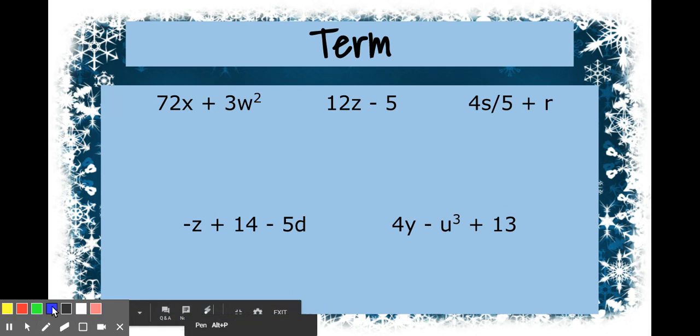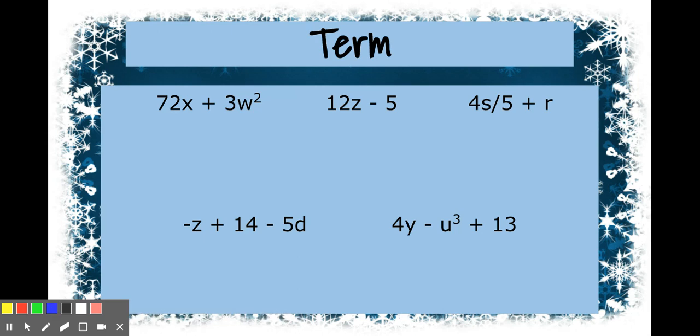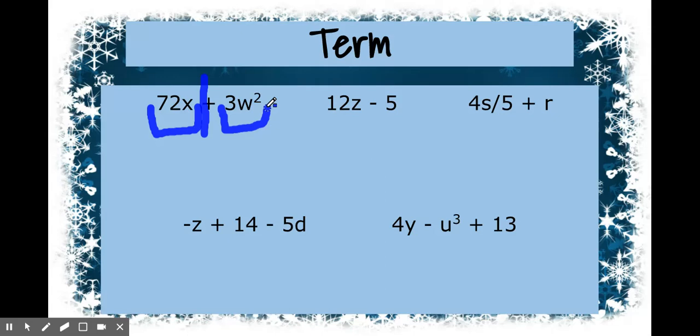Here we have 72x plus 3w squared. In order to identify my terms and how many I have, I tend to just draw a line wherever I see addition and subtraction signs. So this tells me that 72x is my first term, and this is a positive 3w squared. That is my second term. Here I have 12z minus 5. Going to draw a line wherever I see addition or subtraction. My first term is 12z, and my second term is a negative 5.